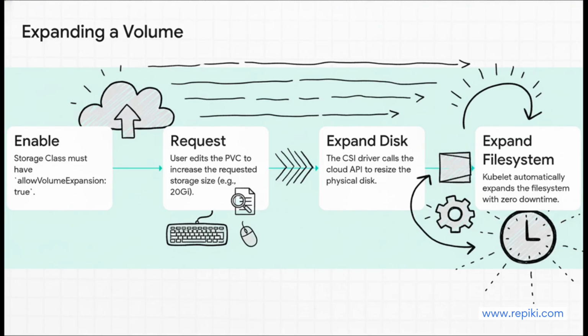It is so cool. Your application is running out of space? No problem. As long as your storage class is set up for it, you literally just change one number in your config file. Kubernetes does the rest. It resizes the physical disk in the cloud, then it expands the file system on the node, all without any downtime for your app. It's amazing.